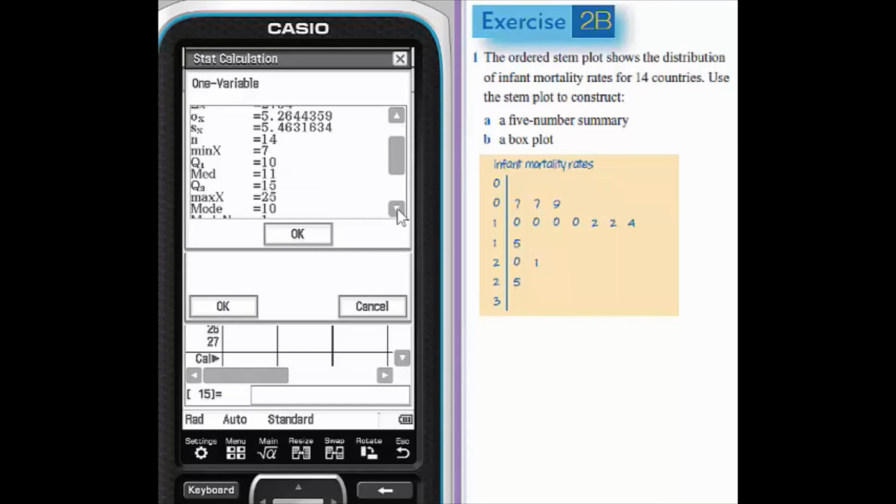If I go down here, my 5-number summary will appear as these 5 numbers. My minimum, Q1, median, Q3, and maximum. So my 5-number summary here will be 7, 10, 11, 15, and 25. That's where I will find that information.